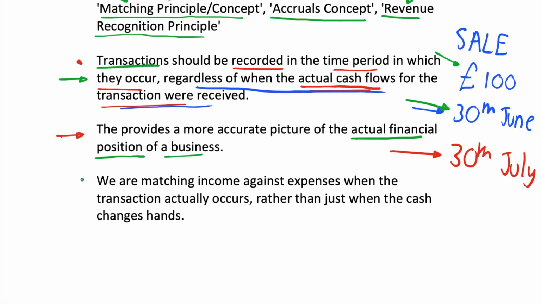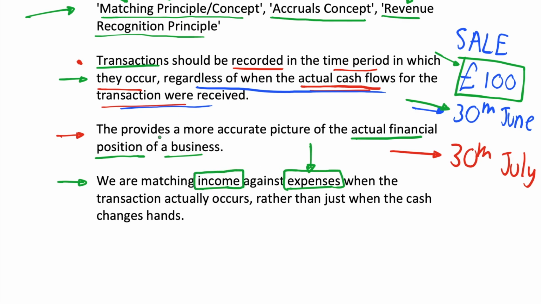So the purpose of this accruals principle is that we're matching income against expenses when the transaction occurs, rather than just when the cash changes hands. So we want to match, and this is why it's linked into the matching principle, as we may call it. We're matching income against expenses. We're going to incur an expense or a cost in the production of whatever this good was that we sold for £100, and we want to match the cost of producing this good to the income from selling this good.